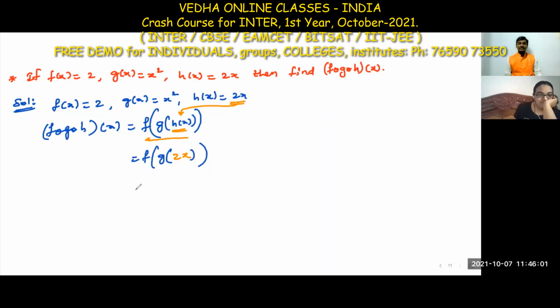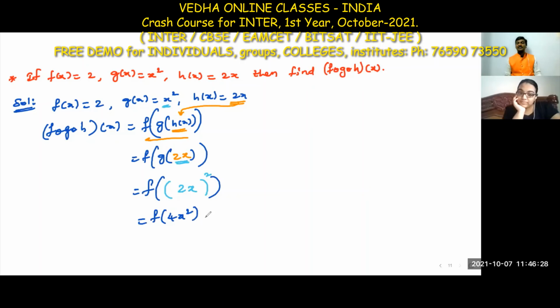After this, f of g of x again. What is the g of x function? Just check the function. g of x is x square. So x whole square, and in place of x we have 2x. So I am writing 2x whole square. 2 square and x square, that means 4x square. Now come to the f of x function.